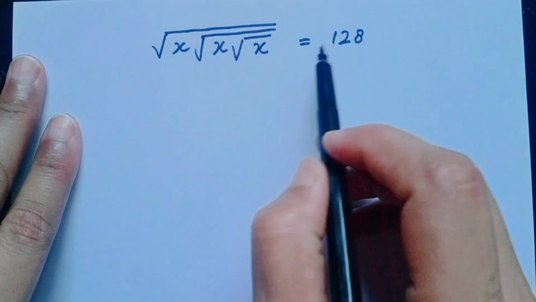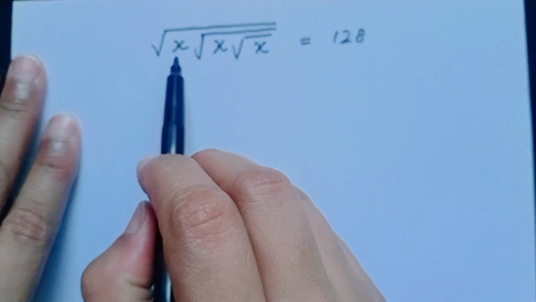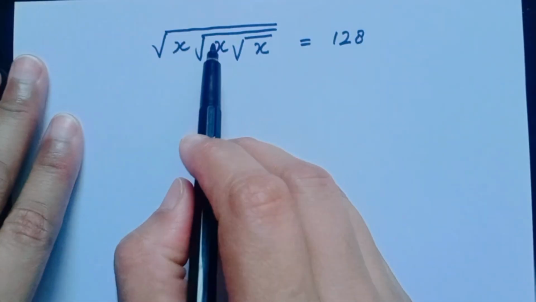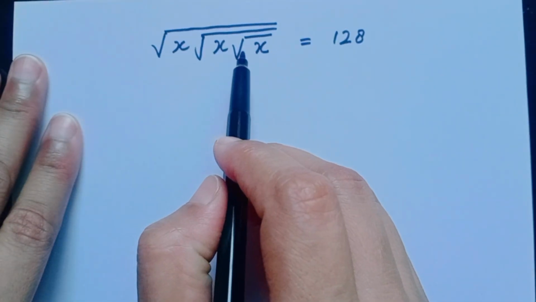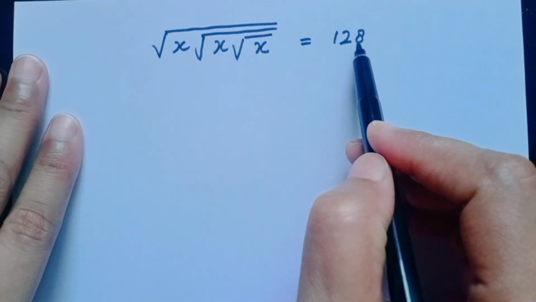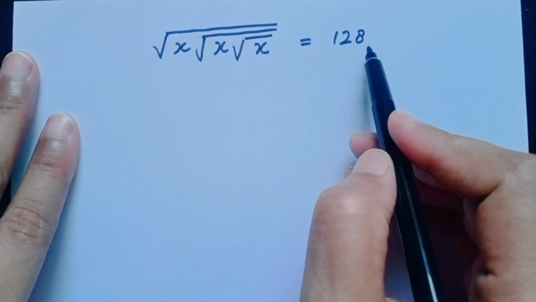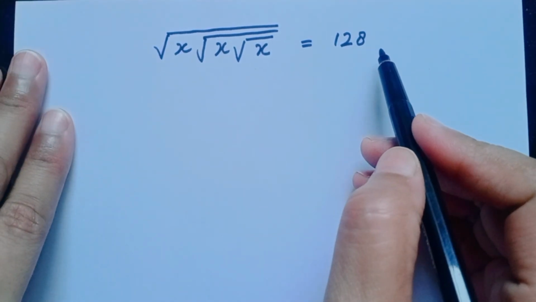Today I want to show you how to solve this question, which is square root x and square root x and square root x. It is equal to 128. We need to find out the value of x. So first of all, I will use two methods to solve this question.